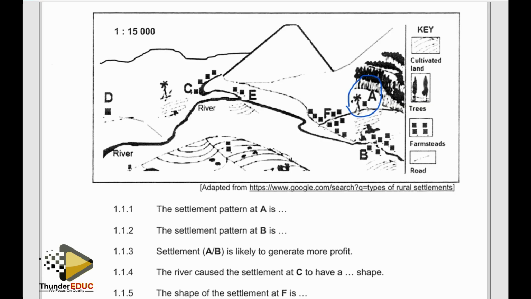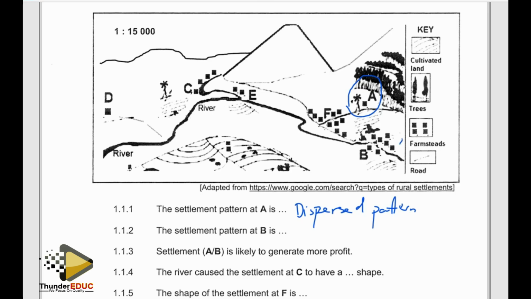Definitely the correct response for that one, given the explanation that we have had on settlement pattern, you can see that there is only that settlement on its own, very far away from other settlements. So it means that settlement is in the form of a dispersed pattern. It's some form of an isolated settlement on its own. It's on its own there and is dispersed very far away from the other settlements to the south and to the extreme southwestern direction. Right, that is the response for the first question. We'll move on to number 1.12. The settlement pattern at B.